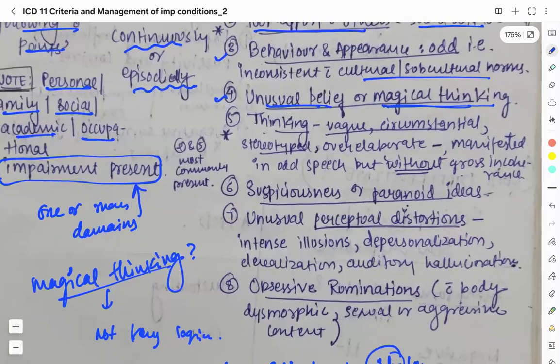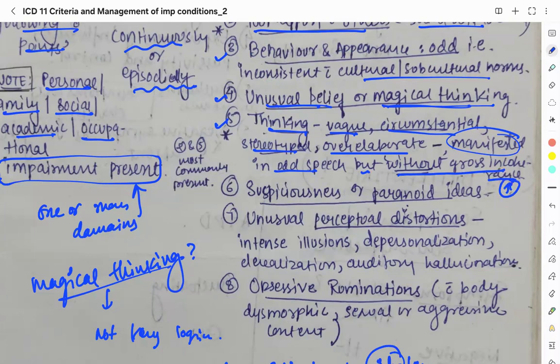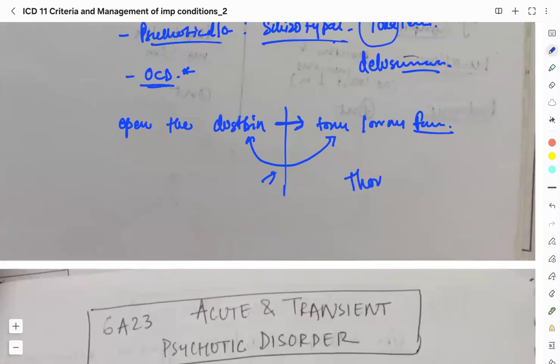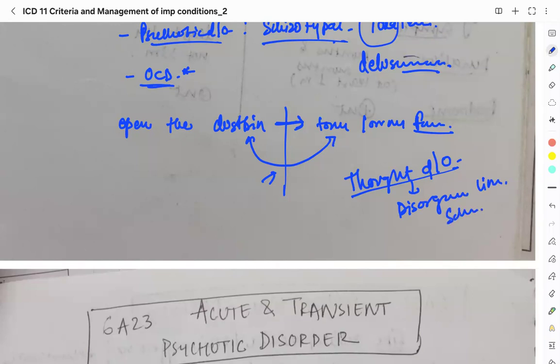You will be turning your head around like, I don't understand how this is even possible. All right. So thinking would be vague, circumstantial, stereotyped, over elaborative, manifested in odd speech but without gross incoherence. This is important because with gross incoherence, they might come under thought disorders. And you might not find a proper disorganized thought like one seen in schizophrenia in cases of schizotypal disorders. That is why we are not able to fit them in a schizophrenia spectrum. Sorry, we are fitting them in the schizophrenia spectrum, but we're not able to tell that they have schizophrenia disorder.